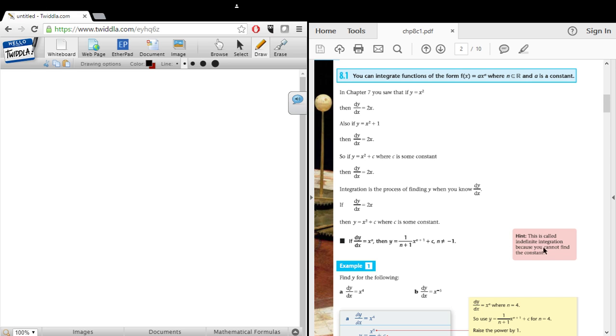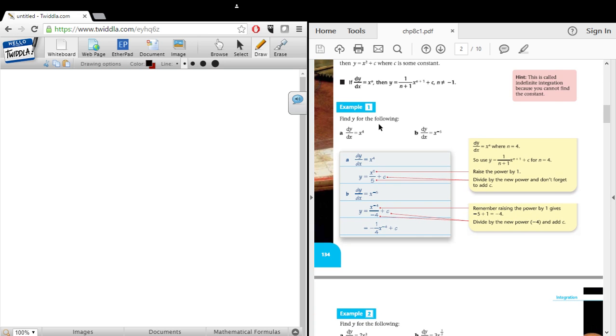This is called indefinite integration because you can't find the constant. The reason why you can't find the constant is because you have no values, for example initial values or boundary values, and we'll discuss all these points later on. But at this stage it's called indefinite integration because you have no values to figure out c, therefore you can leave it as such.